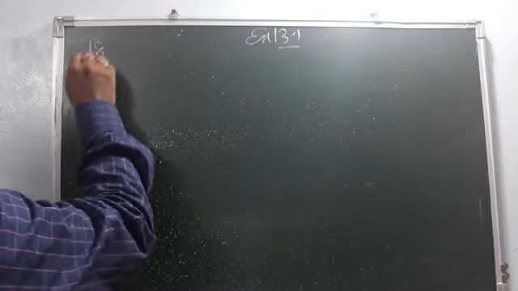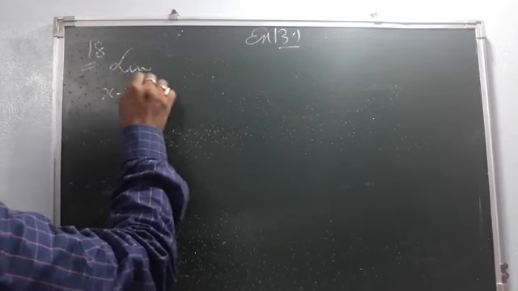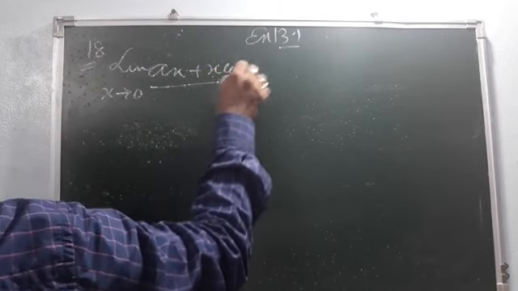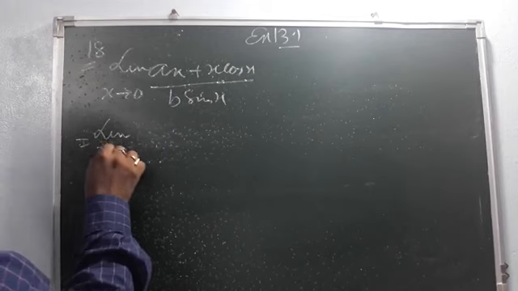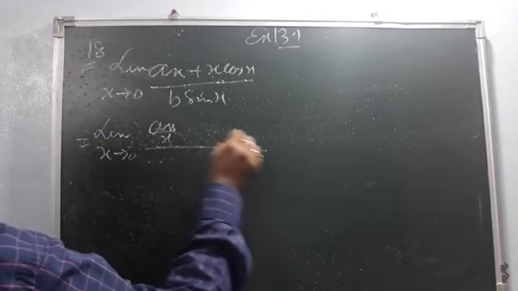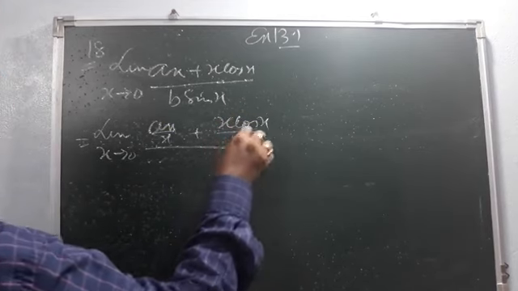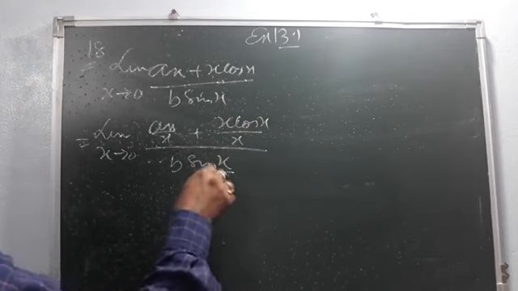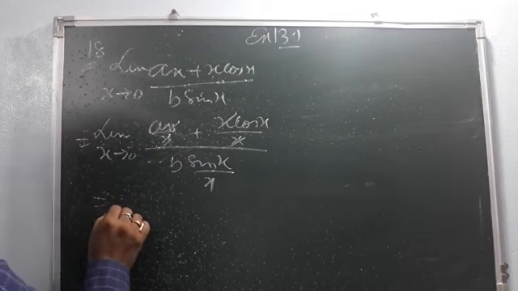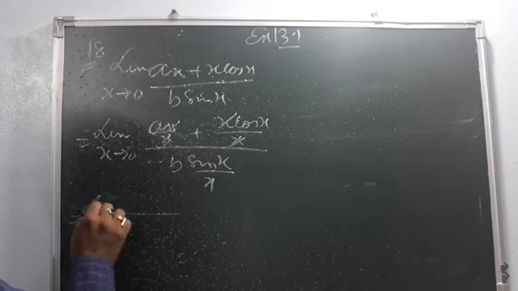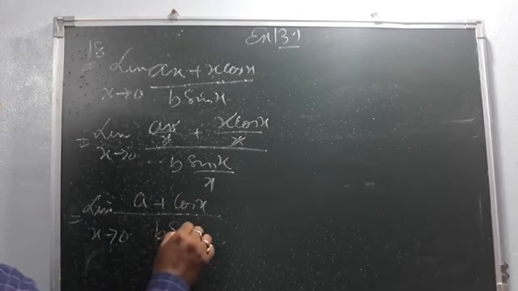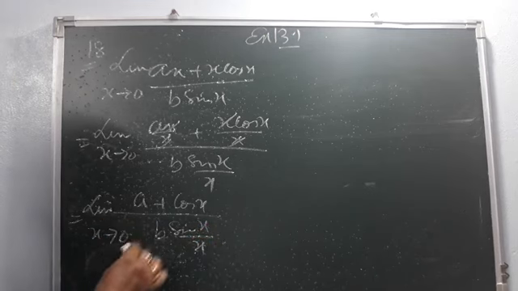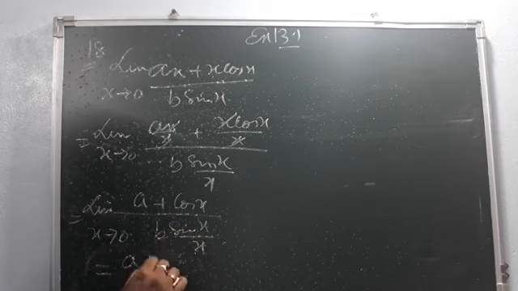It is limit x tends to 0, ax plus x cos x by b sin x. Now here what we will do, we will divide each term by x. So x by x, x cos x by x, b sin x by x. X cancel. So what we get in numerator, it is limit x tends to 0, a plus cos x, and this one is b sin x by x. Now if I take limit in the numerator, then a and cos 0 is 1. If I take limit on here, then it will be b into 1, that is b.